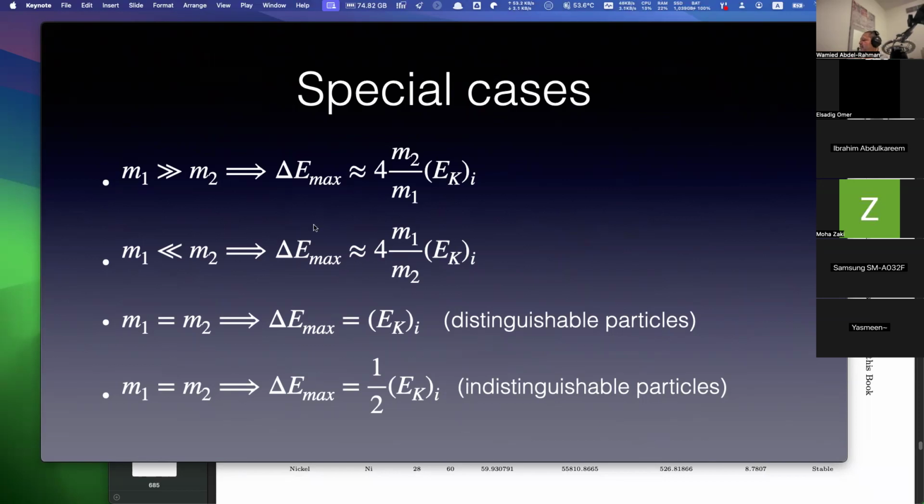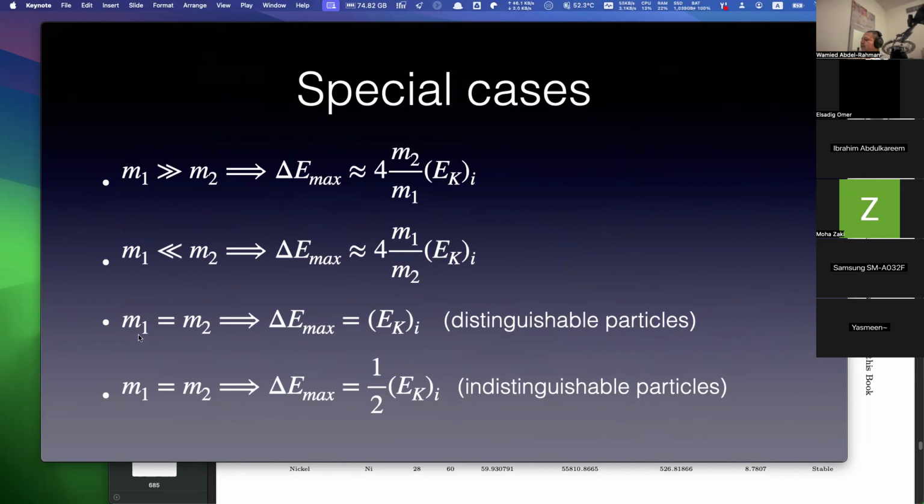So it doesn't matter whether we have an electron hitting a proton or a proton hitting an electron. The fraction of the kinetic energy that is going to be transferred is 1 over 500.